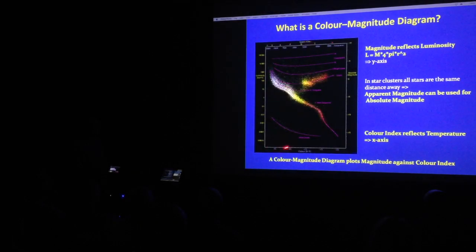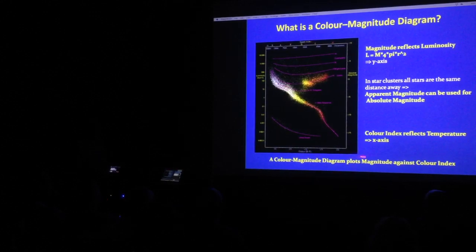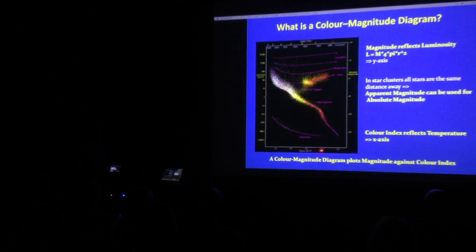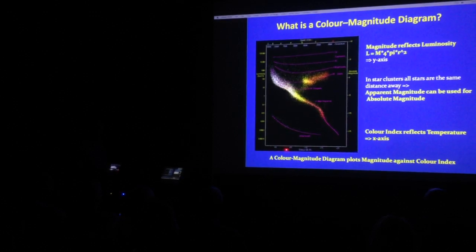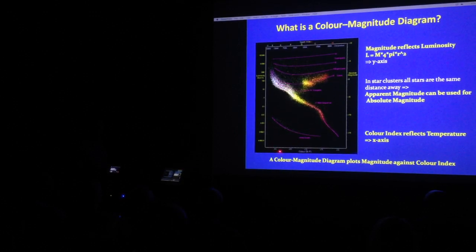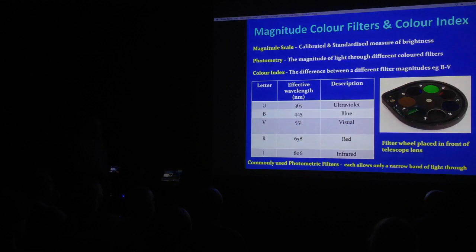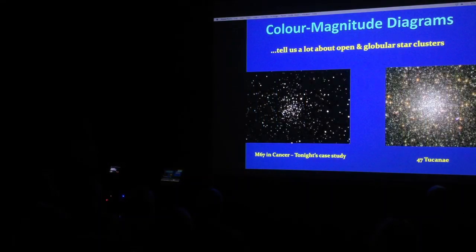So let's go back, and here you can use the difference between any two. Commonly, you tend to use B minus V, the most commonly published. You can see it's just the difference between the magnitude of two different colour filters. It's called the colour index, and that reflects temperature quite nicely. So that tells us a lot about open clusters. This is an open cluster. This is M67, an open cluster, which we're going to look at closer shortly.